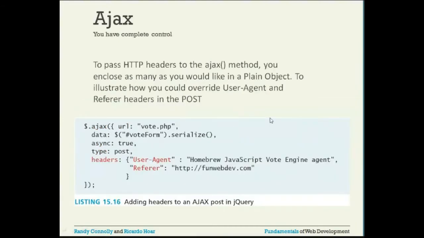To pass an HTTP header to the AJAX method, you just enclose it inside the same plain object. And this is how it is illustrated. You had earlier URL, data, then async, type as key and value pairs. Similarly, you can include the header. So you are including the header. The object will have user agent, whatever the user agent is, and referer. So you can include the header information as part of that particular plain object.